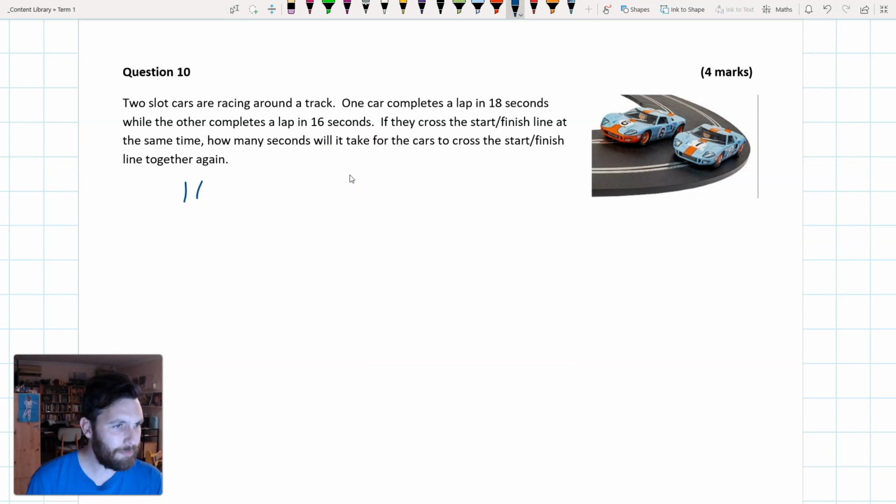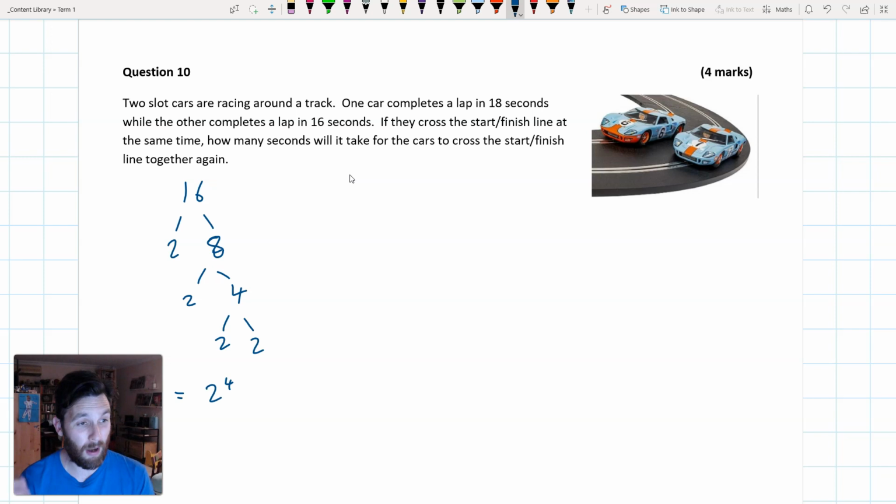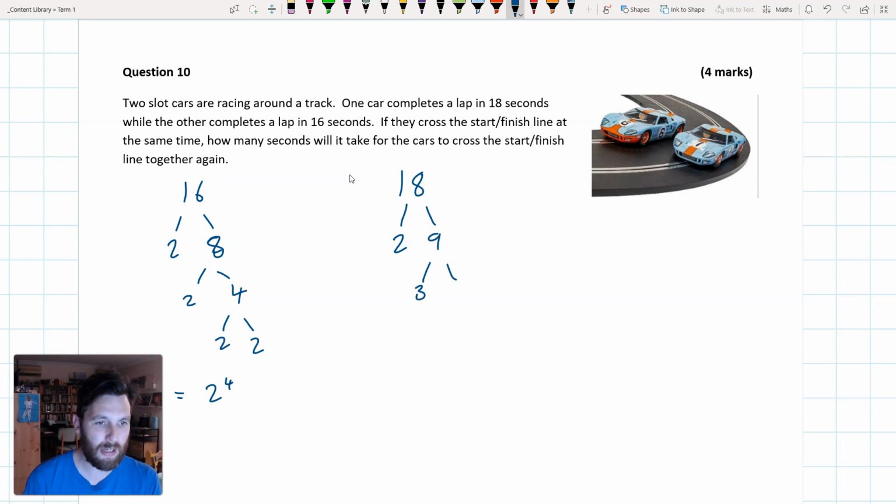So 16, if I express that as a product of its prime factors, I happen to just know that off the top of my head. It's, hang on a sec. So we've got 2 to the 2 multiplied by 8 gives us 16. 8 is 2 times 4, and 4 is 2 times 2. So 16 is the same as 2 to the power 4. That's a common one that you might just remember. You might not though, that's okay. Whereas 18 we could do as 2 times 9, and 9 we can do as 3 times 3. So as a product of its primes, 18 is 2 multiplied by 3 to the power 2.